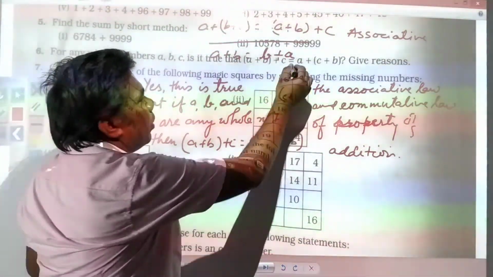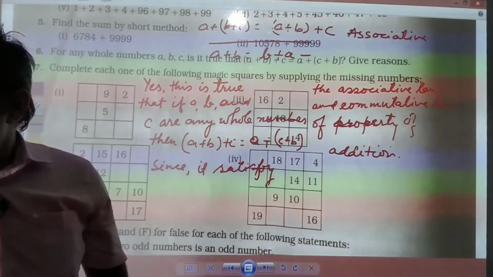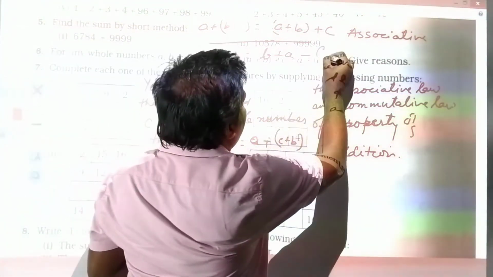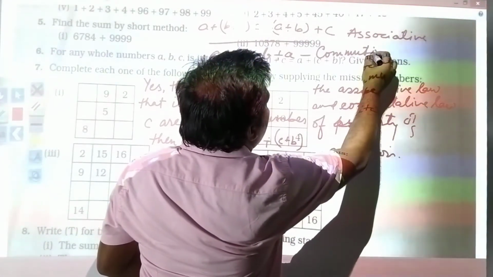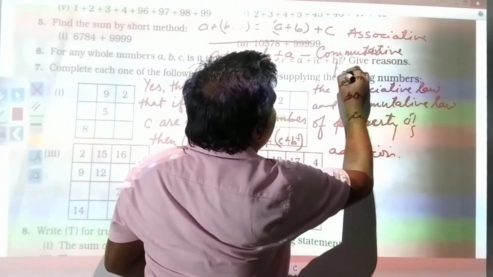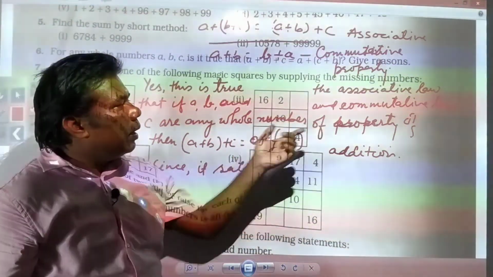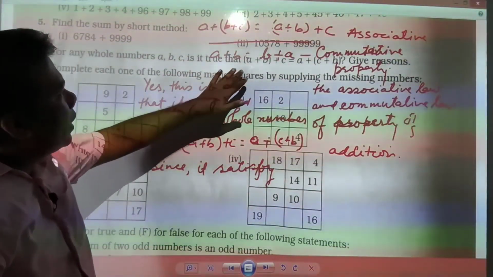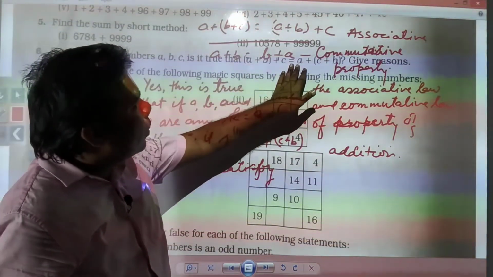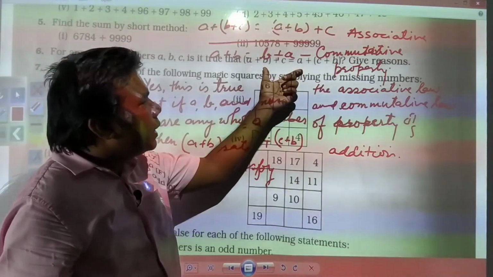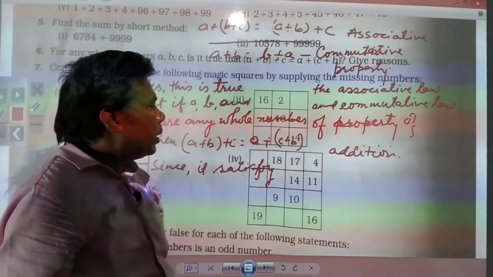A plus B can be written as B plus A. So that is what? The commutative property of addition of whole numbers. So this is the commutative property. Both properties you have over here, associative law and commutative law. So this is satisfied. What has been written, A plus B in whole plus C is equal to A plus C plus B in whole, satisfies both the associative law of addition and the commutative law of addition of whole numbers.